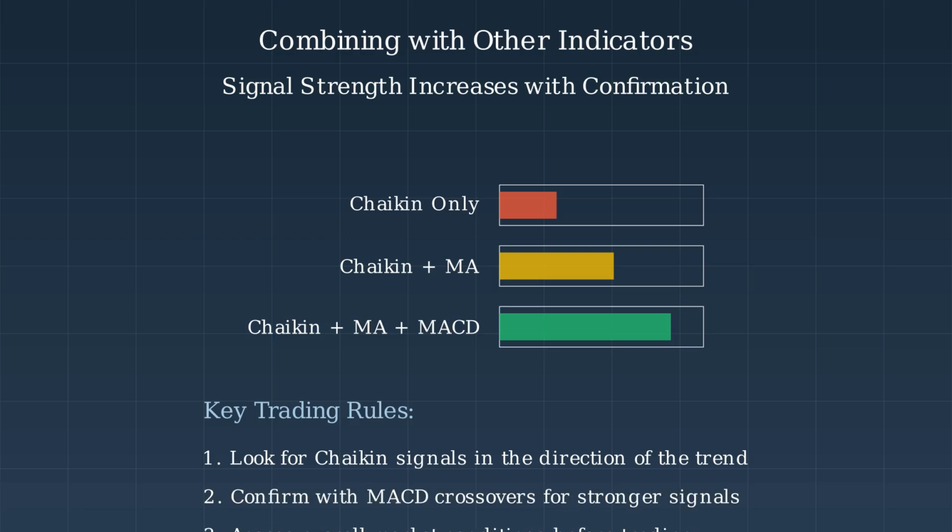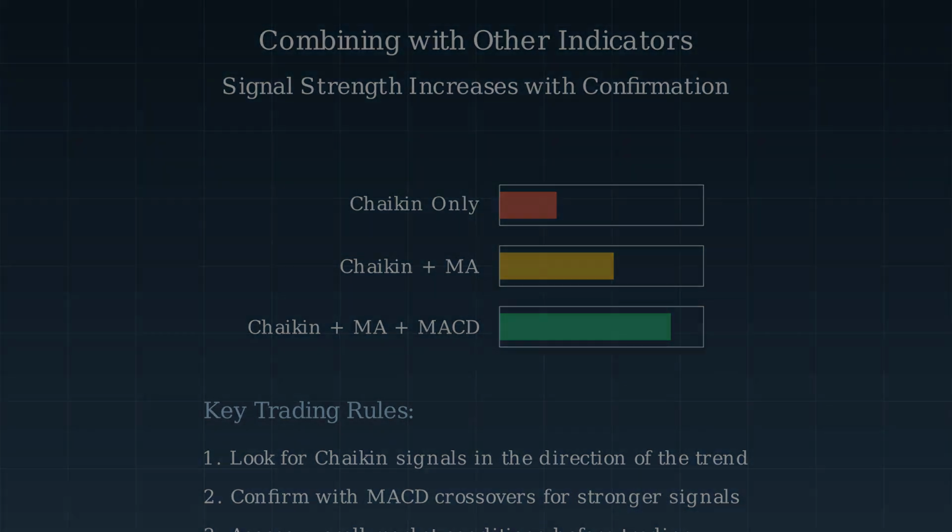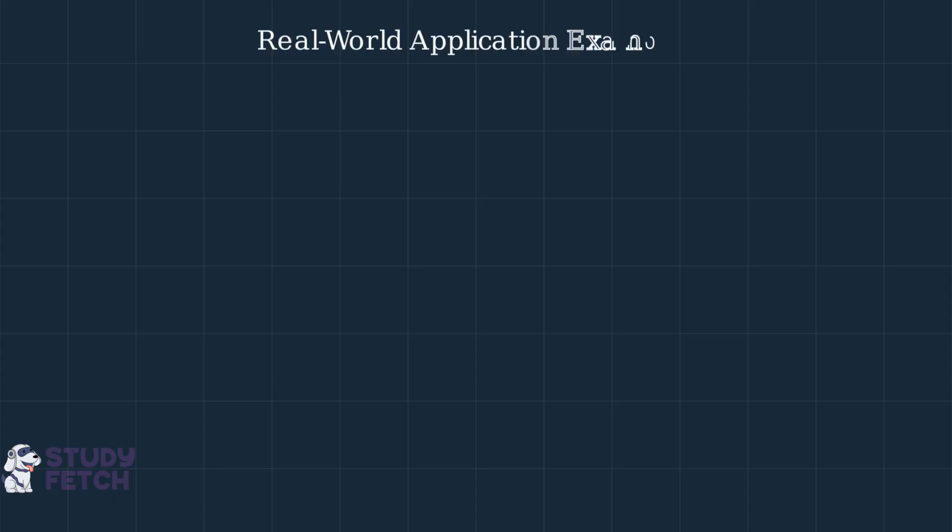First, look for Chaikin signals in the direction of the overall trend. Second, confirm these signals with MACD crossovers. And third, always assess broader market conditions before executing trades. Let's examine how the Chaikin oscillator works in real-world trading scenarios.